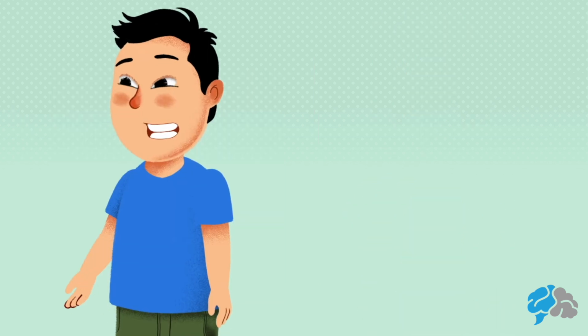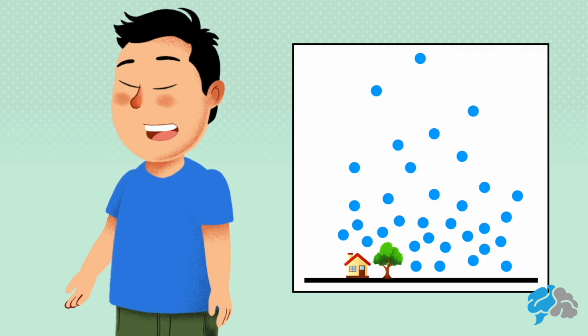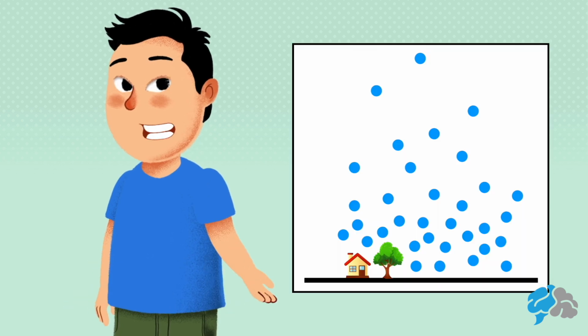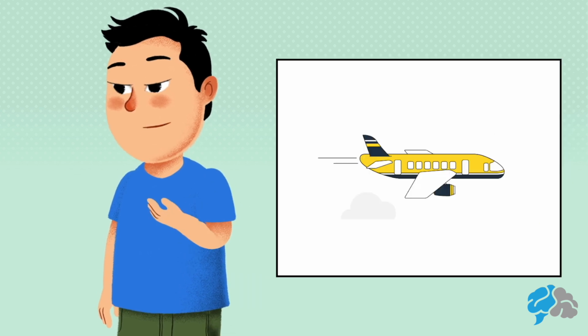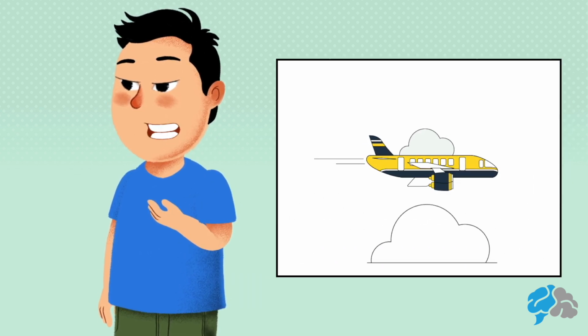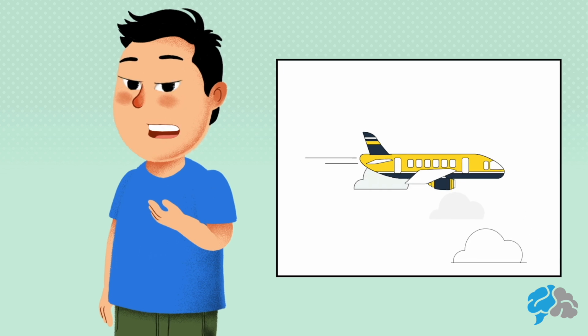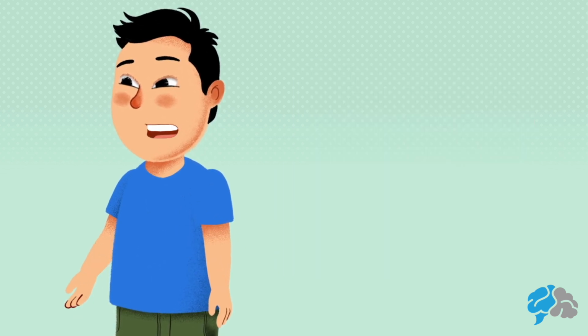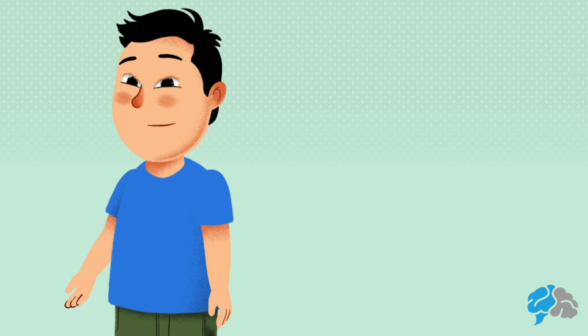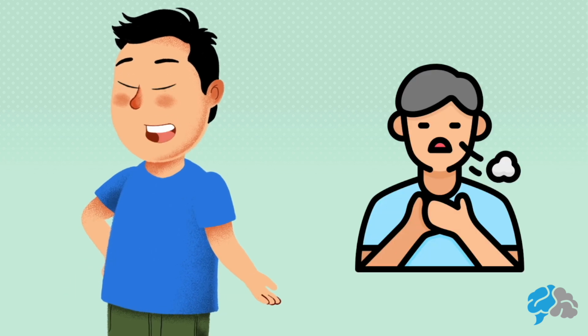The air pressure goes down as you go higher up into the atmosphere because there are fewer particles pushing down on you. So, the pressure is much higher at the ground than it is on top of a tall mountain. And if you've ever flown on an airplane, you've been very high up in the atmosphere where the pressure is extremely low. Airplanes create their own pressure inside so that you can be comfortable. Without this, you wouldn't be able to breathe.